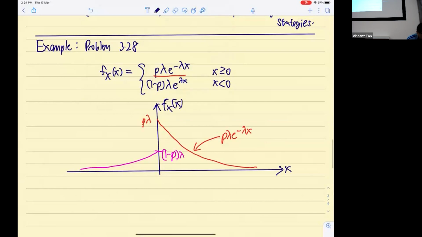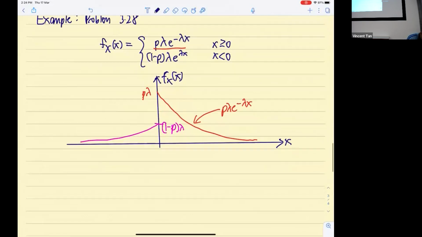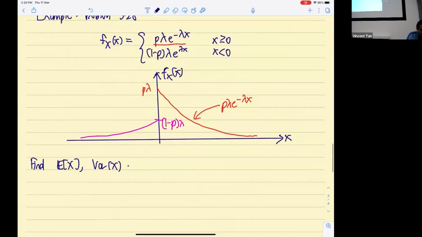So now the question asks you to do the following. Can you evaluate the expectation and the variance of this? Now, if you are good in integration, then you can easily go and find the expectation and the variance of this particular random variable. You can just apply some formula. But we want to apply the law of total expectation to this. We don't want to do too much calculation.